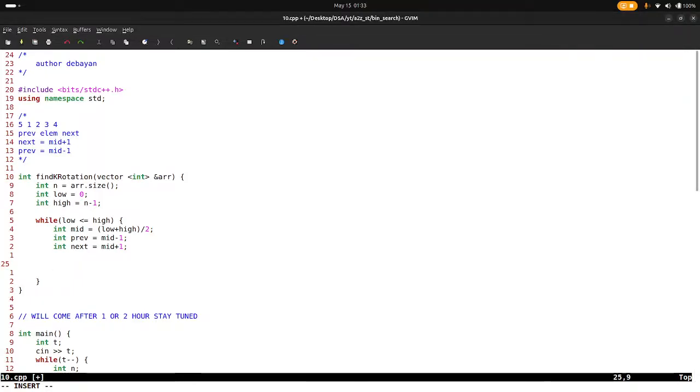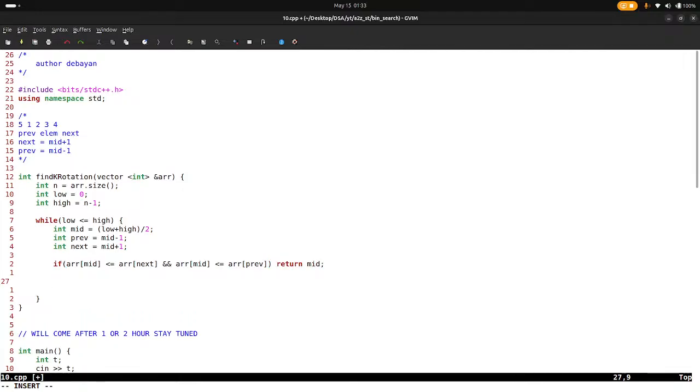So if array of mid is less than or equal to array of next, and array of mid is less than or equal to array of previous, if that's so, I will return mid.